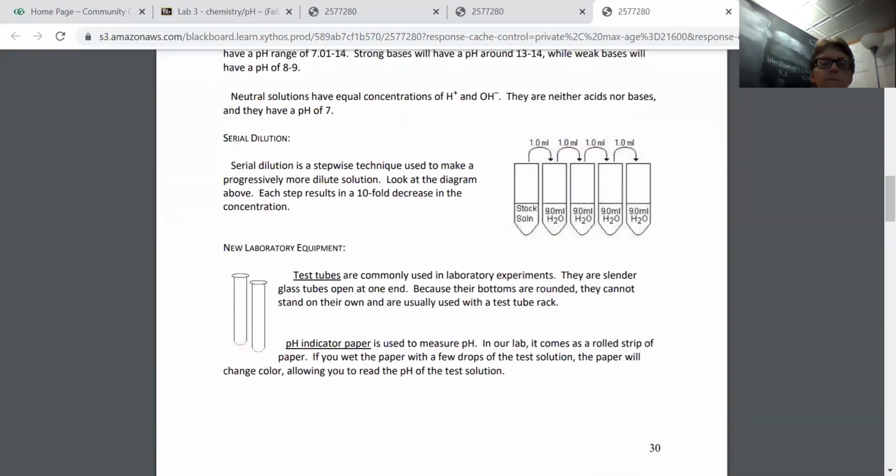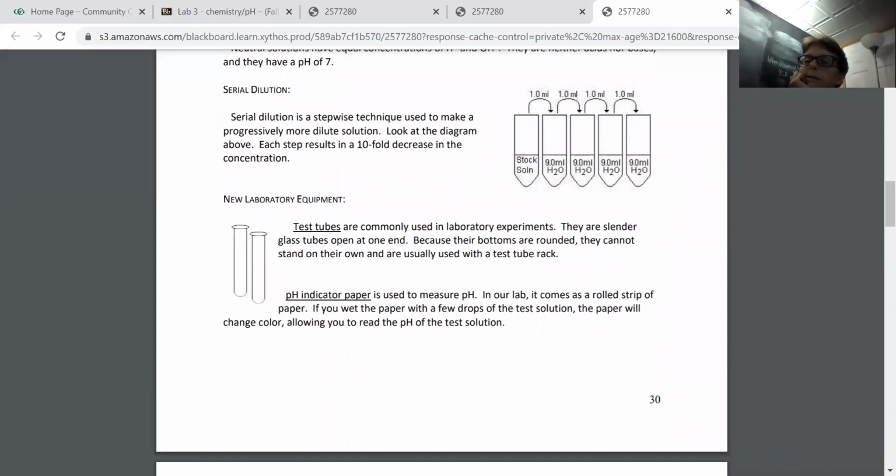Serial dilutions. I don't usually do these in the lab because this is just asking for trouble, but we can do a serial dilution here. The way you do that is you make up your initial stock solution of whatever concentration it is, and then you do a 10-fold dilution in each step. So you would take 1 ml of your stock solution, add 9 mLs of water. Now you've diluted it 10-fold. Then you would take, from solution number 2, 1 ml, add it to 9 mLs of water. Now you've diluted it another 10-fold. So it's a 10-fold dilution each time.